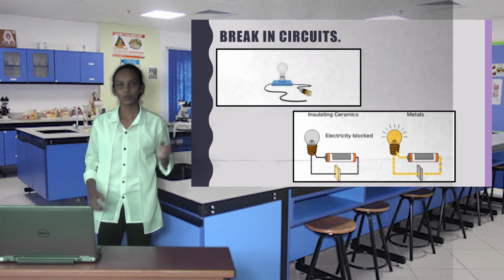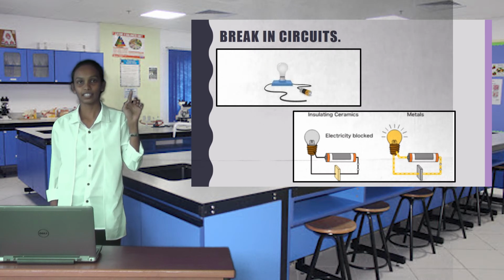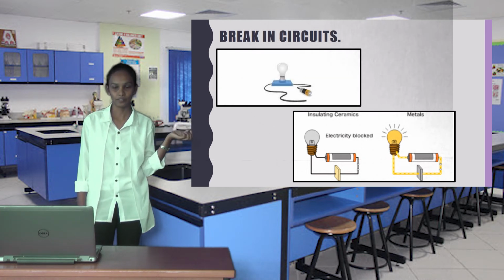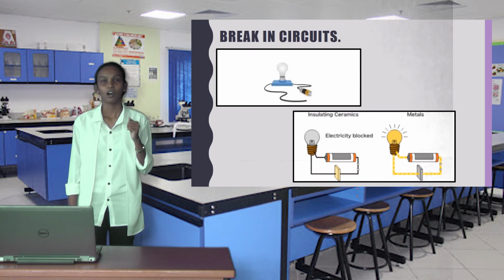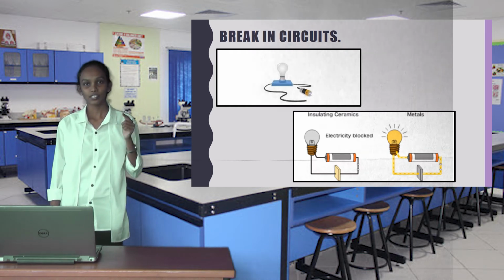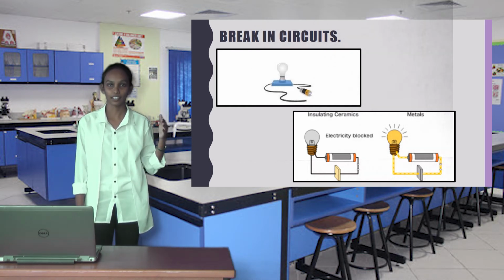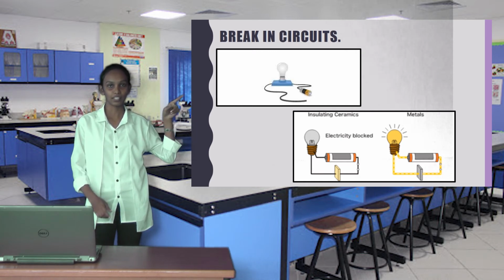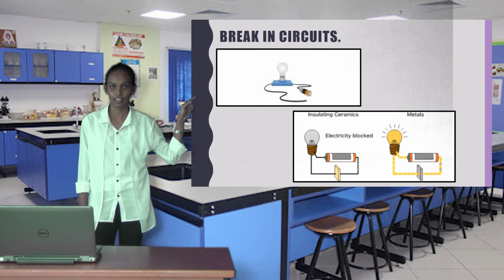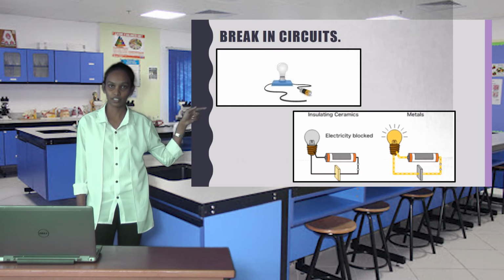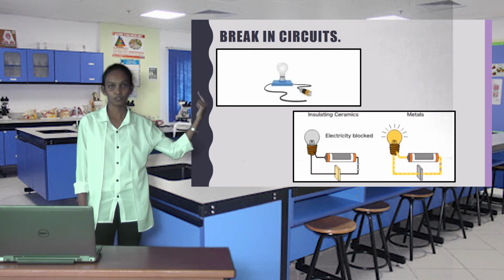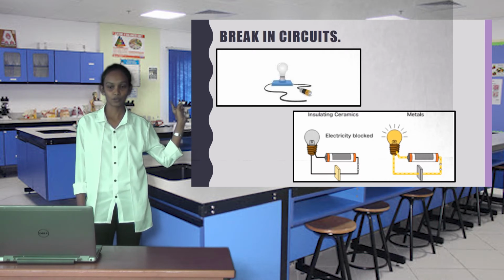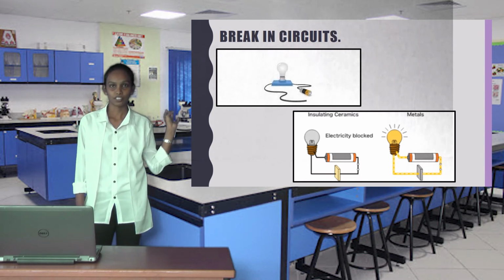Switches. We use switches. When we switch on, the electric items work, and when we switch off, they do not work, they stop working. What is the reason for this? A switch is something that comes in between a circuit. You can see in the first picture, the switch is open. That means it is not connected with the wire. Because it is not connected with the wire, the electricity cannot flow through. The electricity will stop there. So because of that, when the switch is open, the bulb does not light up.